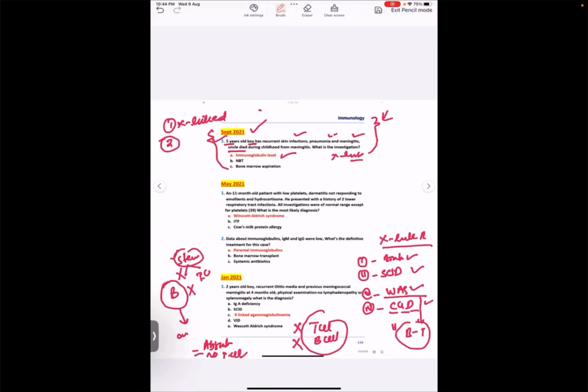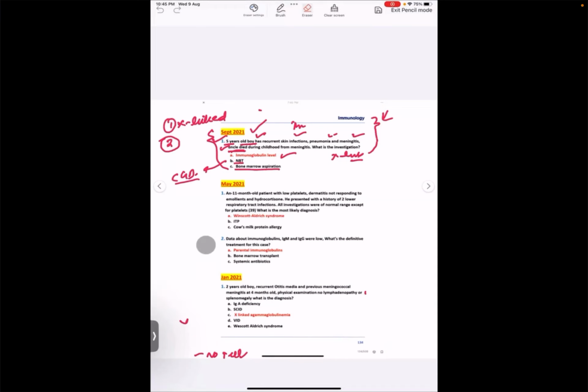Immunoglobulins we have selected because the boy is present. Uncle was also a male, so it's an X-linked recessive. Why not NBT? That is done for chronic granulomatous disease, but there is no history of frequent abscess. That's why we are not thinking of bone marrow aspiration. That is to make a diagnosis of Wiskott-Aldrich, but they have not given any clue towards thrombocytopenia. Okay, so this was one approach to solving this question.